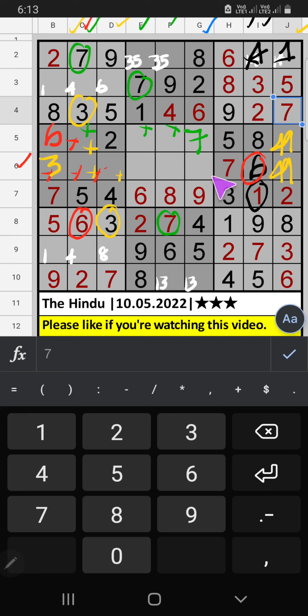Column G, 2 numbers are remaining, 1 and 3. 6th row, we already have 3. So 3 can't come in the cell. 3 is confirmed here. Then 1 is here. 10th row, only 1 number is remaining. 1 is confirmed here.